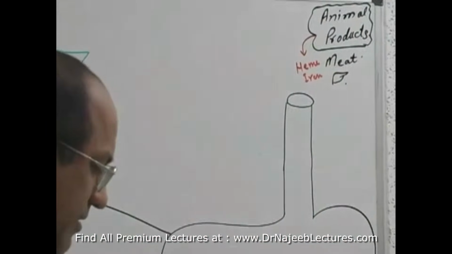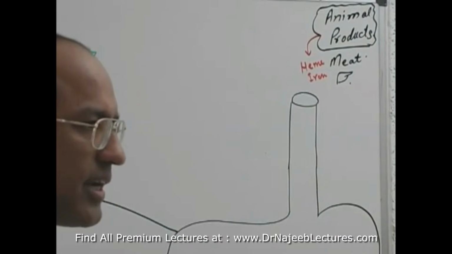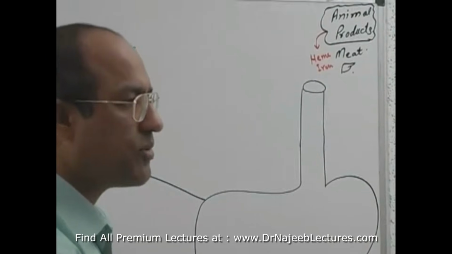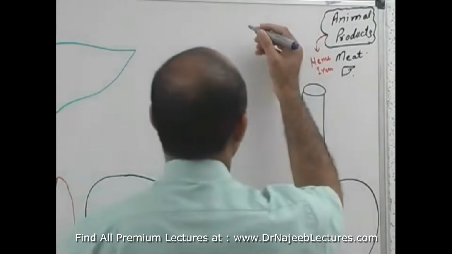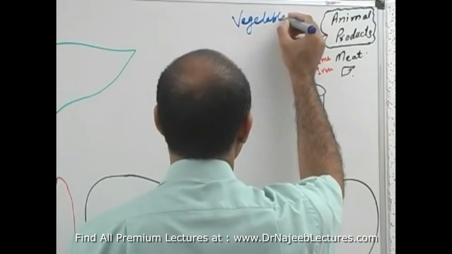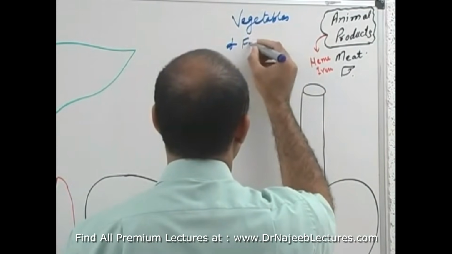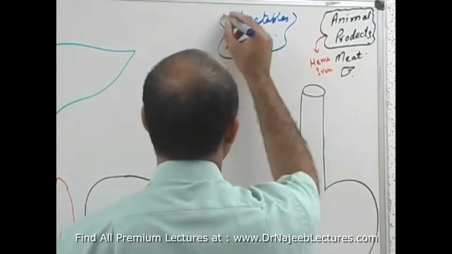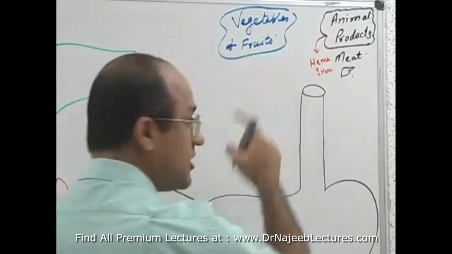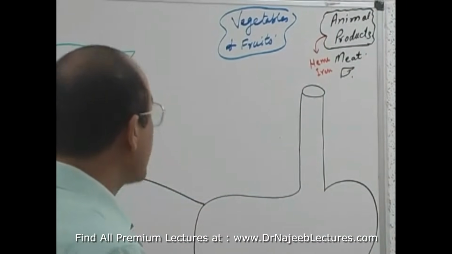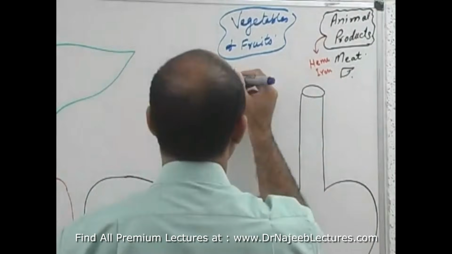Then iron is also present in our diet from vegetables and other sources which are not from animals, right? So from vegetables and fruits, iron is present, but this iron is not in heme form. This iron is not in heme form. We simply call it inorganic iron. What do we call it?